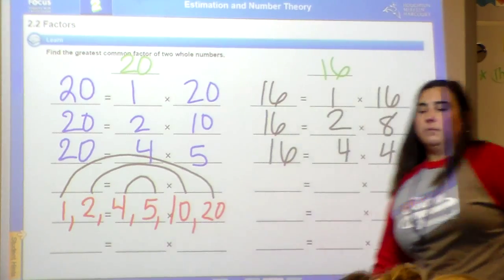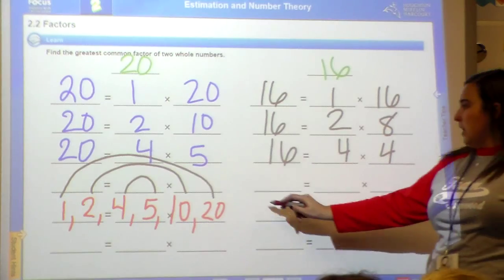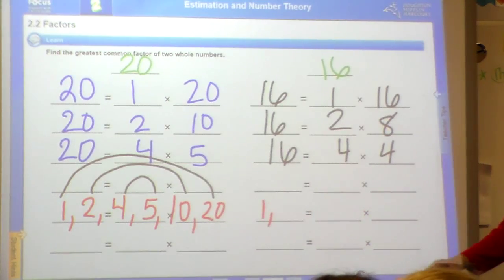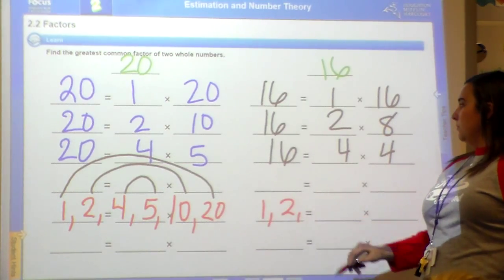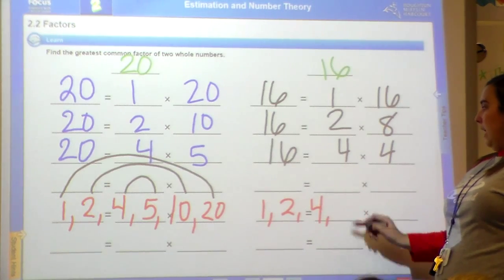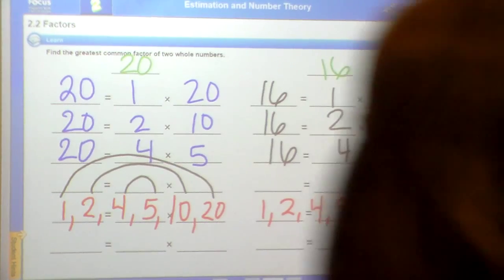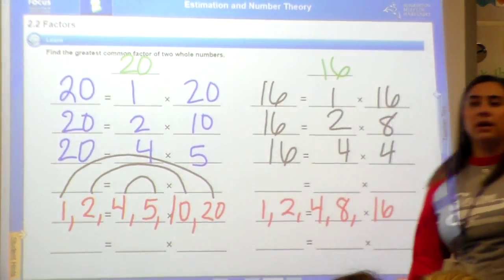Now let's list out our factors of 16. In order, I start with 1. What's next? 2, 4, 8, 16. Okay? How can I check my work?